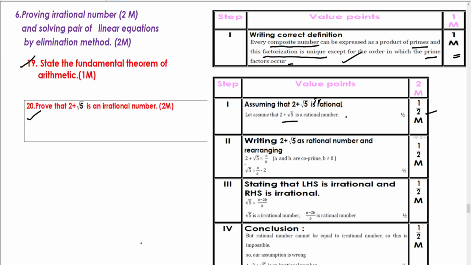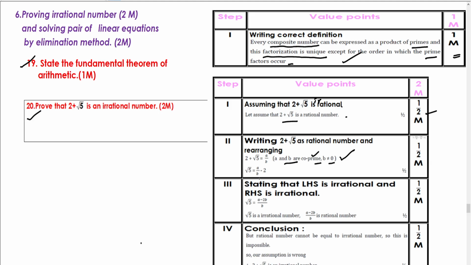Let us assume that 2 plus root 5 is equal to a by b. Remember, a and b are co-prime and b is not equal to 0. You have to mention it. Very, very important. They should not have common factors. Co-prime means they should not have common factors.